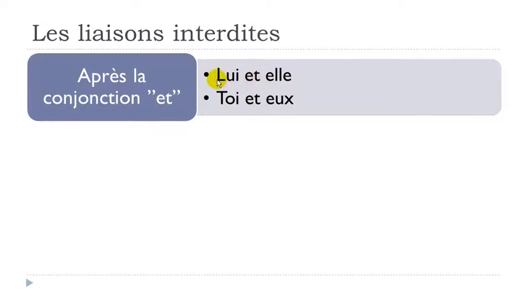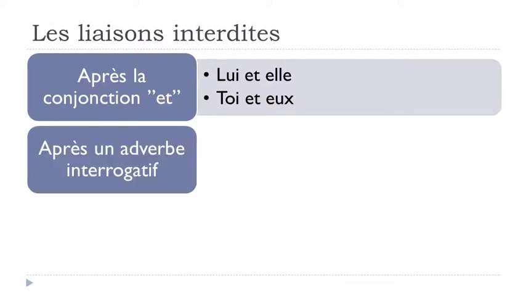Okay, so if you want to read it correctly here, it will go like lui et elle. All right, so don't think about putting something between the two. Don't think about producing something like lui et elle. No, nothing here. Lui et elle. Okay, and it will be exactly the same thing in this example here. Toi et eux. All right, so no liaison, even if it's a bit tempting, because it would be possible, but then no. So when you get this et, remember, no liaison after.